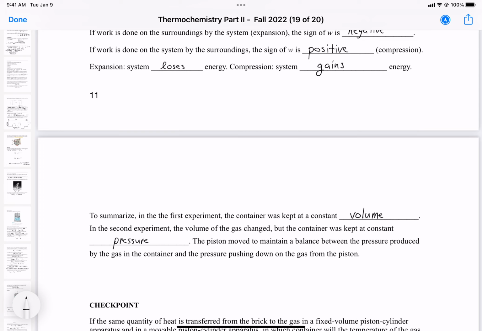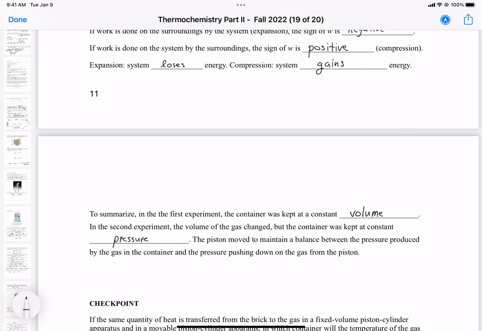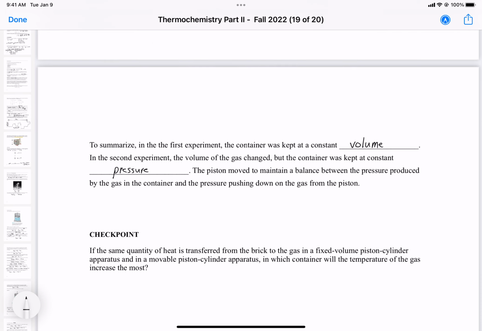is always increasing to compensate for that increase in pressure. So I kind of summarized it here. The piston moved to maintain a balance between the increasing pressure by the gas in the container and the pressure pushing down on the gas from the piston. So to negate that increase, the piston moved to decrease the pressure. Okay. All right. Let's test what we have just learned.